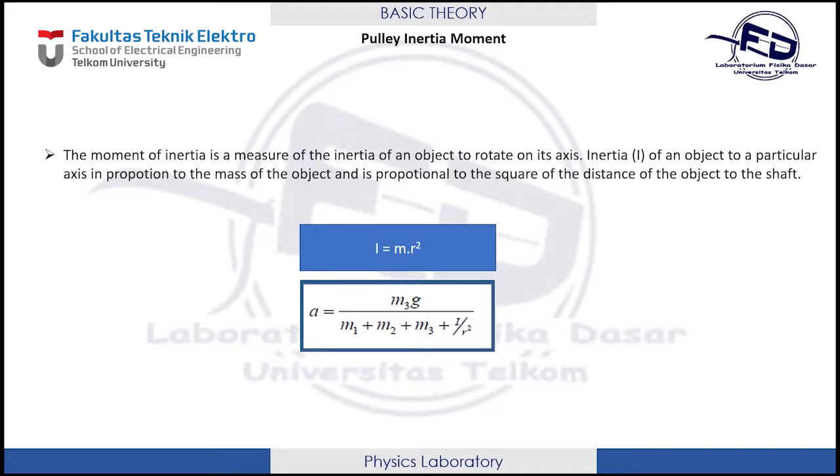And right below it, there is an acceleration equation which states a equals m3 times g over m1 plus m2 plus m3 plus I over r square. We will learn this acceleration equation in the next experiment video.